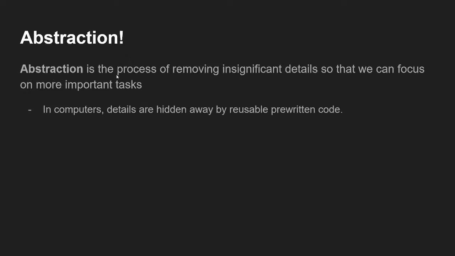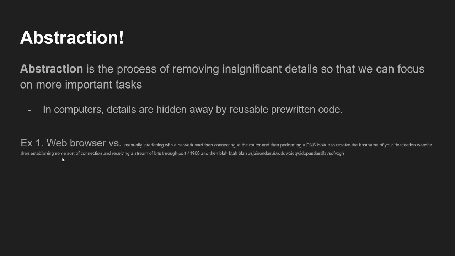Abstraction is the process of removing insignificant details so that we can focus on more important tasks. In computers, details are hidden away by reusable pre-written code. So one example would be a web browser versus doing all this garbage, right? A web browser is just a bundle of pre-written code that lets you browse the internet. And it lets you watch Minecraft videos without having to do all this nonsense.